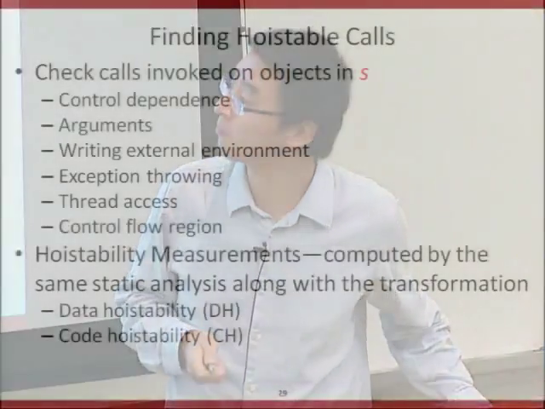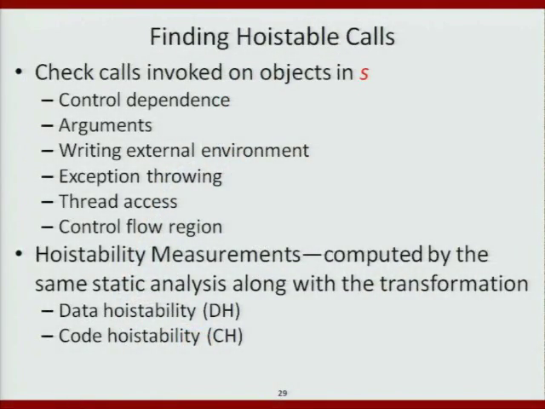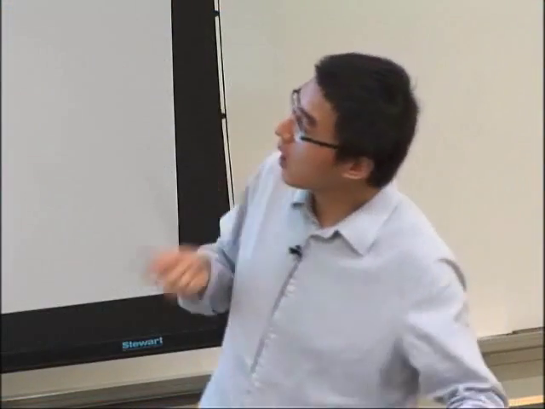Okay? All right, so once we have a set of hoistable data structures identified, it's really easy for us to identify hoistable calls, the actual code statements that access the data structure. This is actually the second step. The most important part of this work is the first step. As long as you understand the first part, it's really easy to understand the second part.